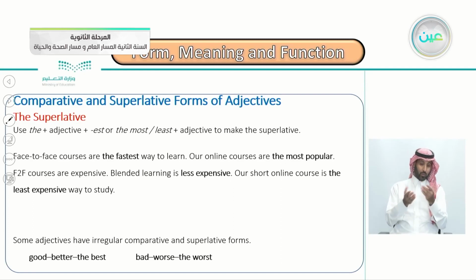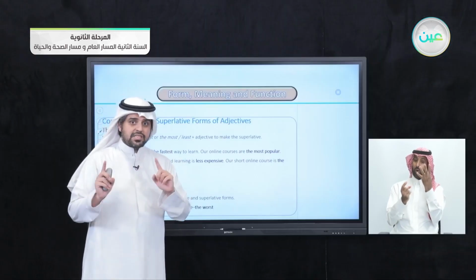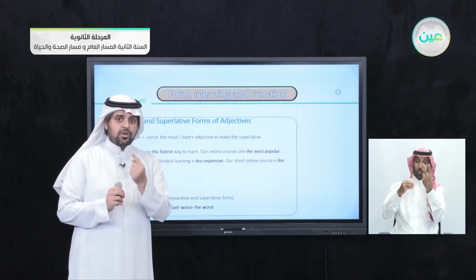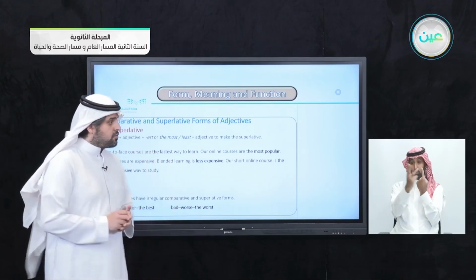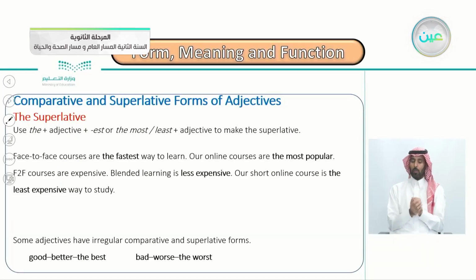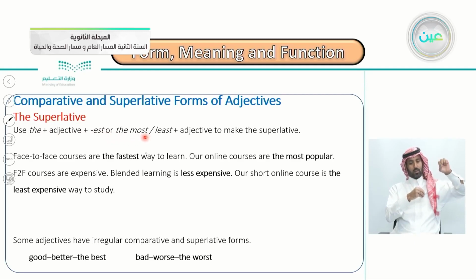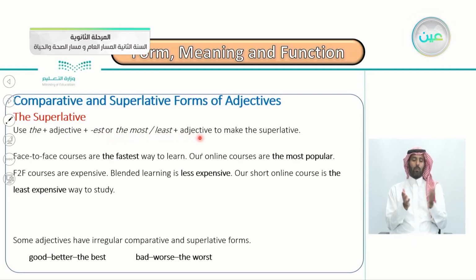Comparative and superlative forms of adjectives. Now we're talking about the superlative. So the comparative is comparing two objects. The superlative is comparing one object from a group. We use the plus adjective plus est, or the most, least plus the adjective, to make the superlative.